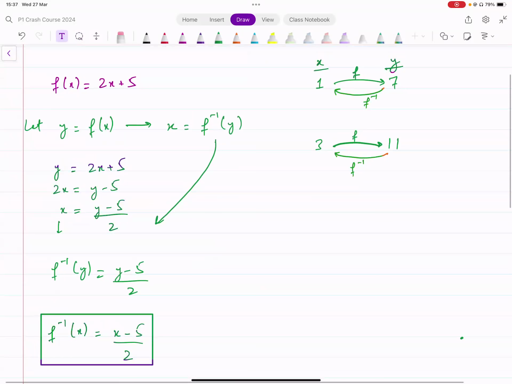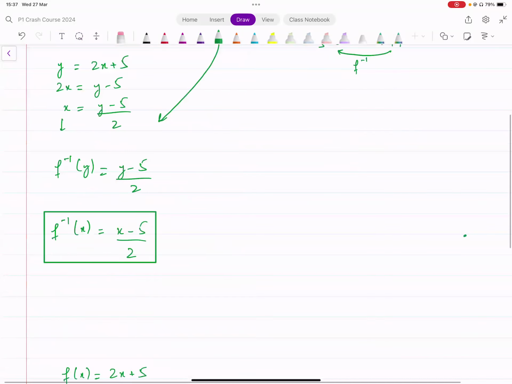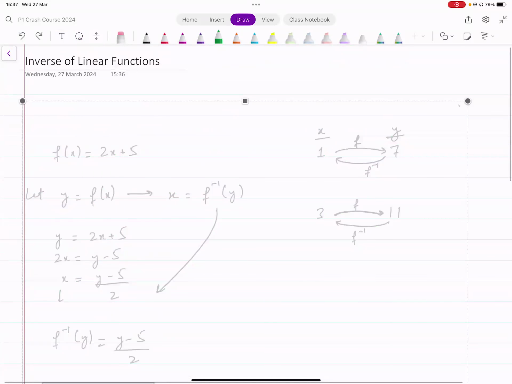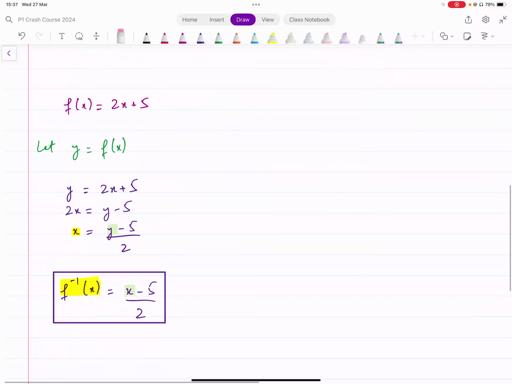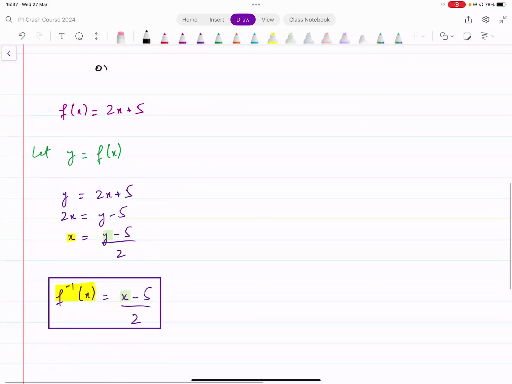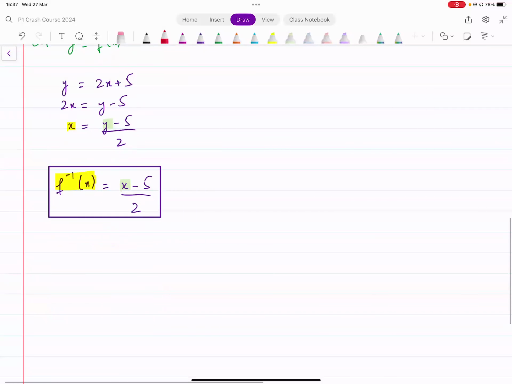If you have f of x equals 2x plus 5, we said we're going to replace f of x with y. All right. In fact, you could use this shorter working, this one. All you have to do is this. Replace f of x with y. That gives you y equals 2x plus 5. And then you make x the subject, and you get this.